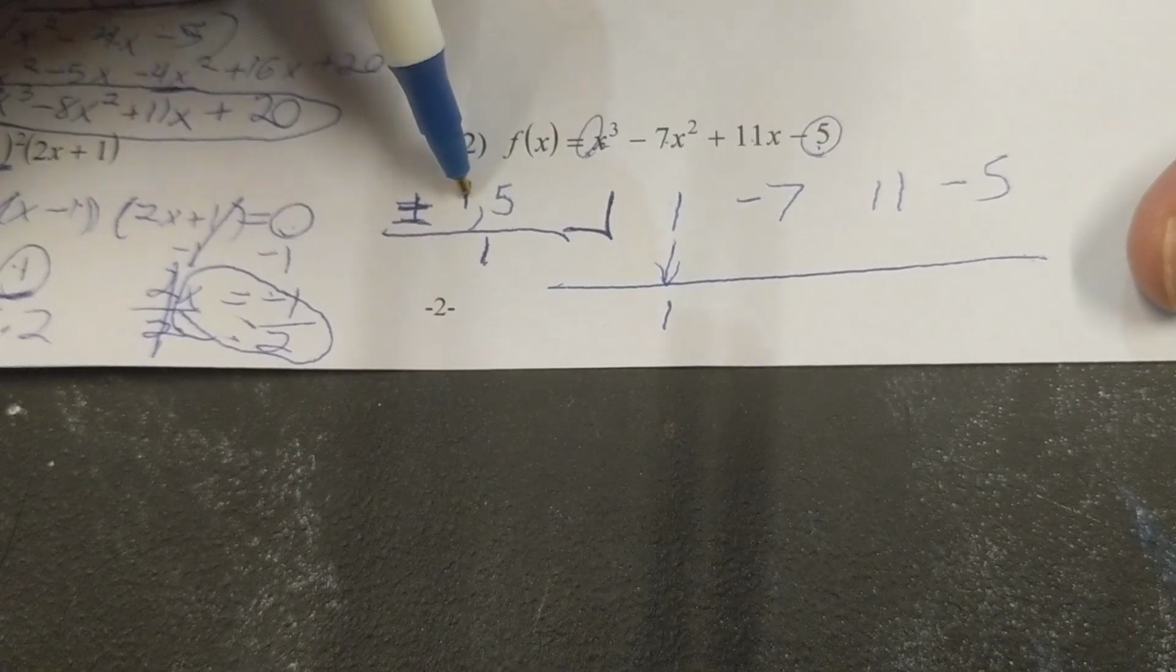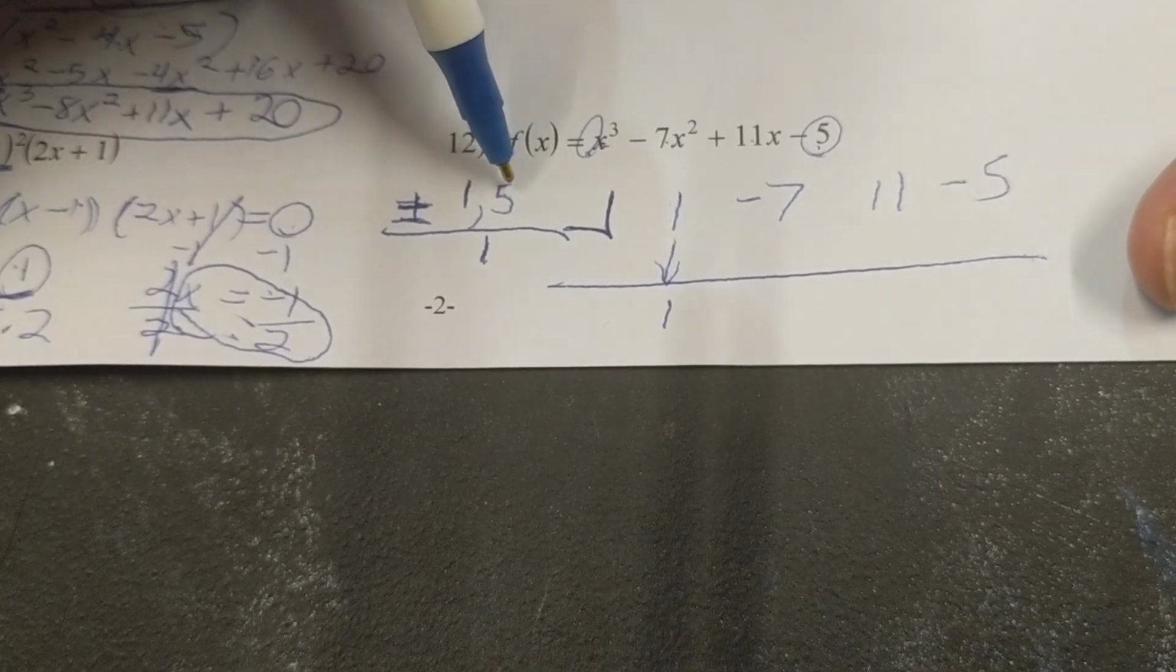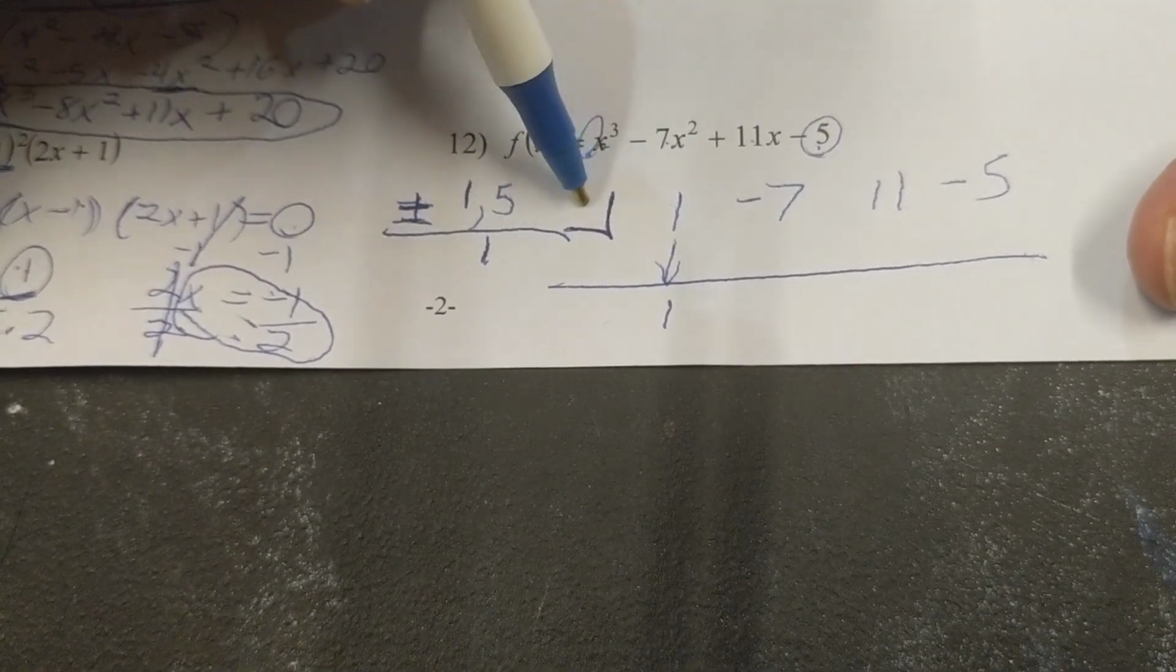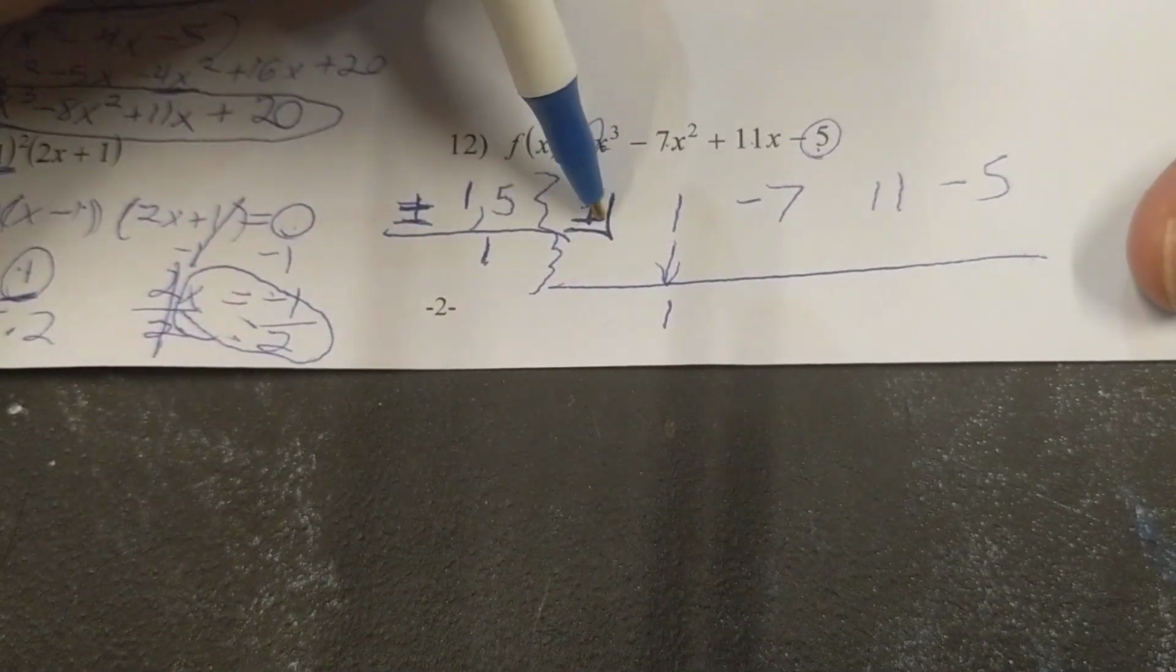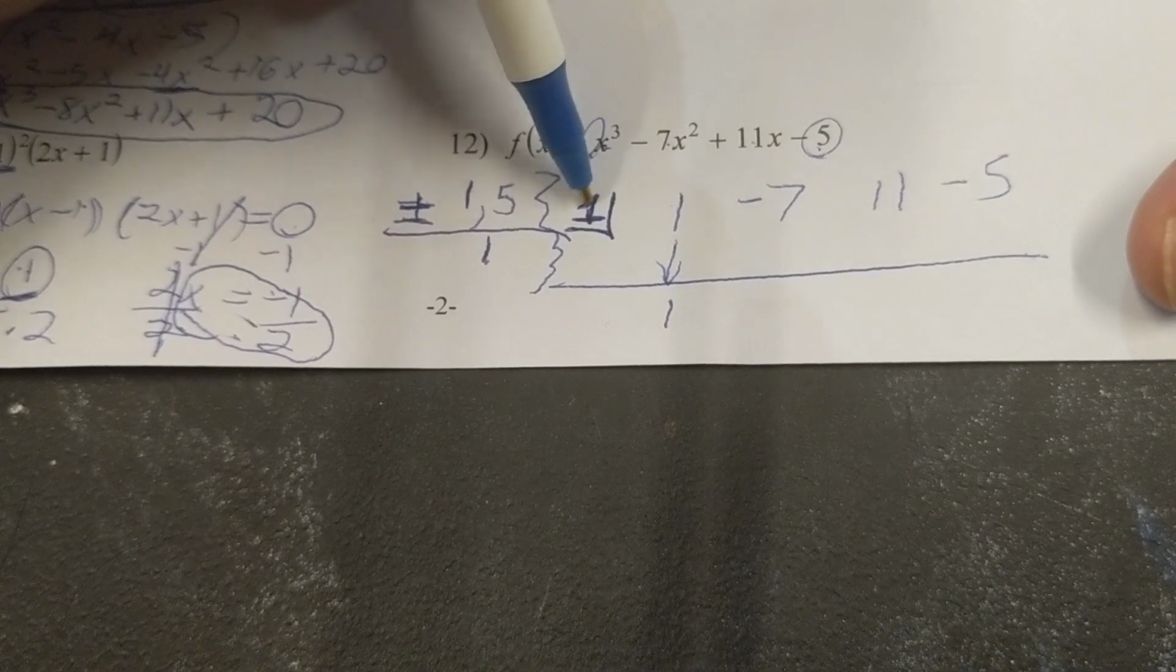What should we try, a 1 or a -1? Or a 5 or a -5? Let's try a positive 1 here. We'll keep that list separate. So if I do a positive 1 here, that's supposed to look like a 1.